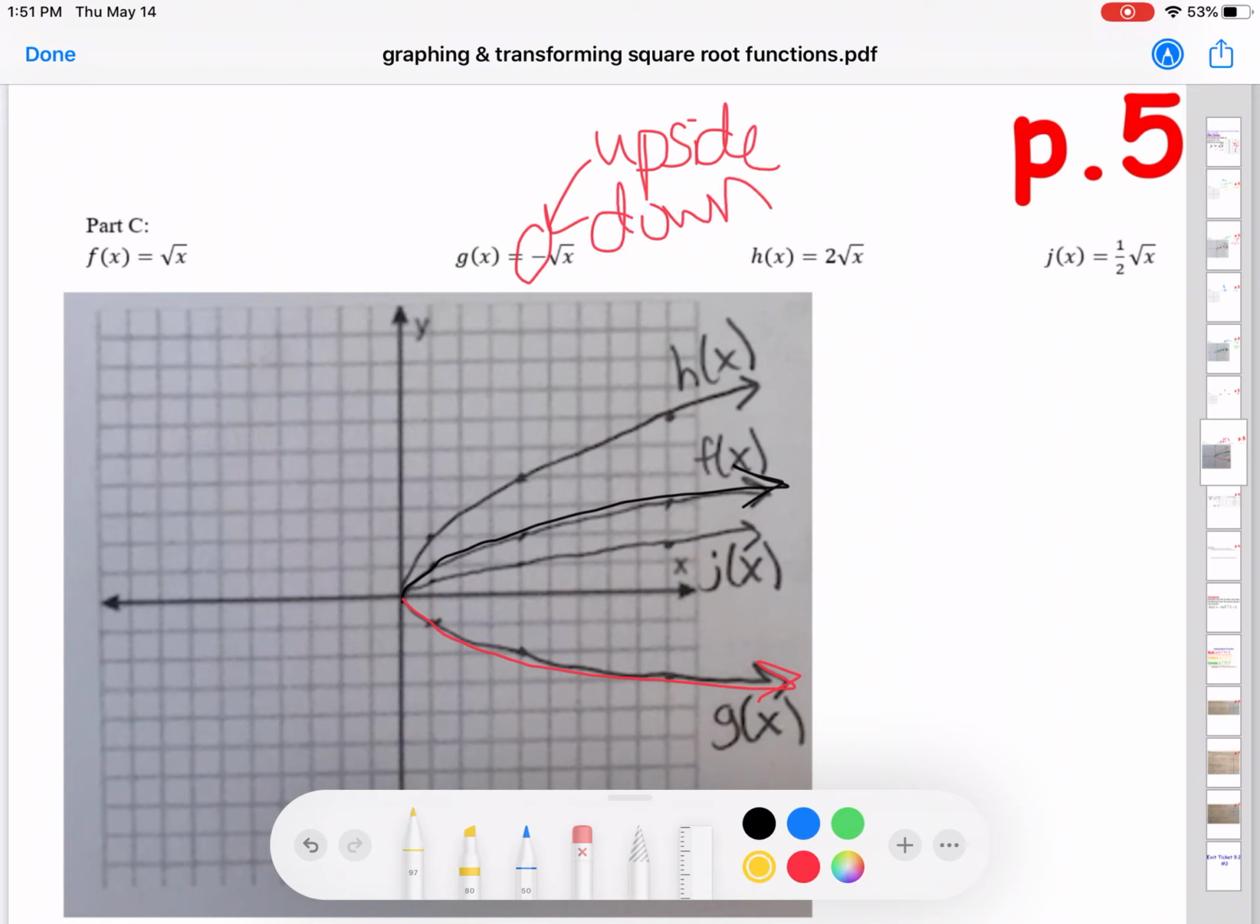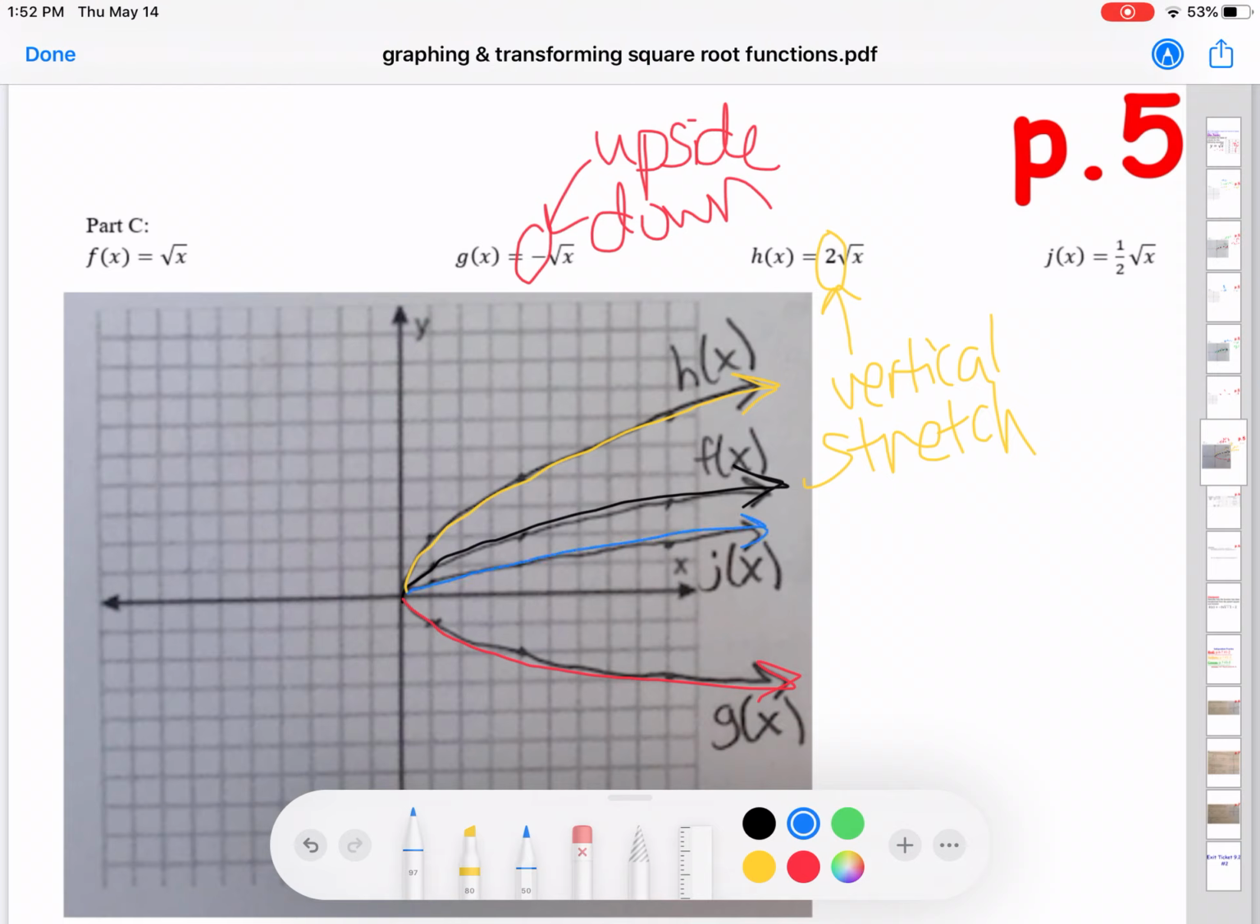Looking at our h of x function, that's this graph up top here. You'll notice it still kind of has that same shape as f of x. It's just a little bit more stretched. It's almost like taller. It grows a little bit quicker. So the effect that putting this 2 out front had is that the graph has been vertically stretched. Almost like I put my fingers on the top and bottom of the graph and I stretched it up and down along the y-axis.